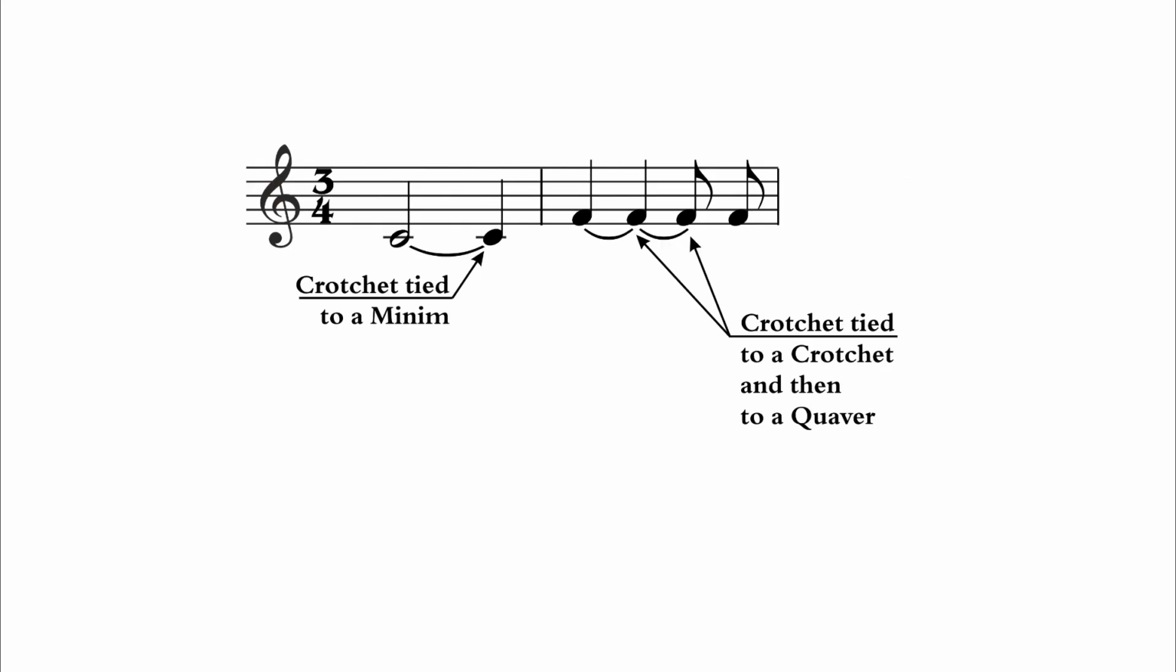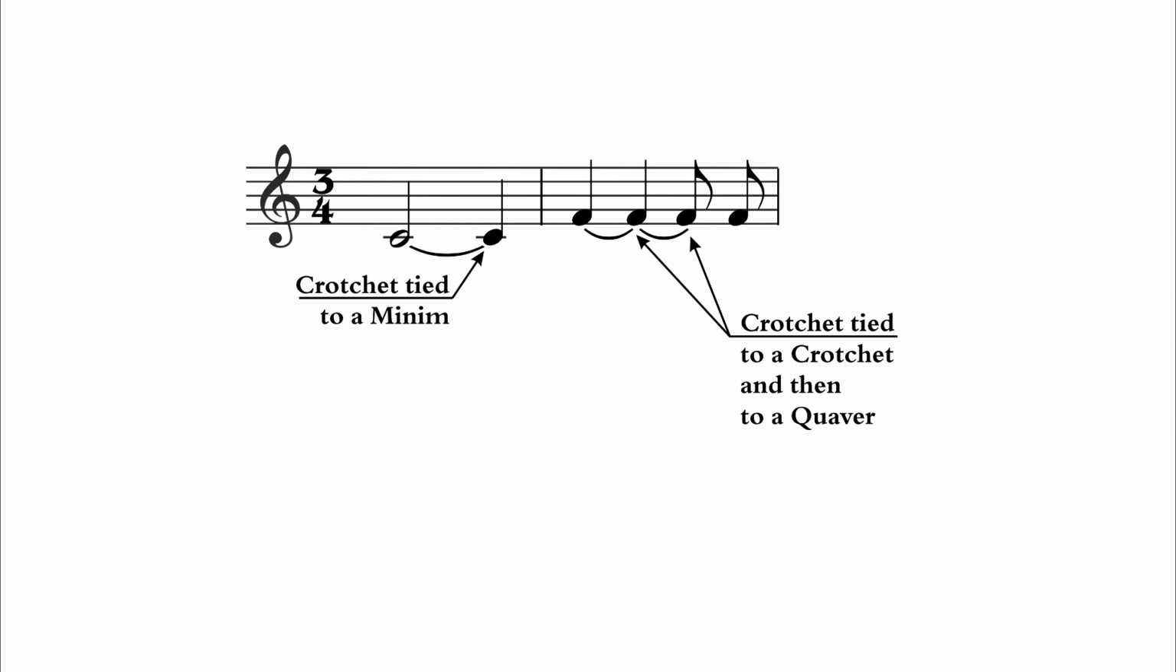There is also the tie, a curved line joining 2 notes, which tells the player to keep the first note held down for the length of both notes. Several notes can be tied to each other, which means that the original note is held down for the total length of the tied group.